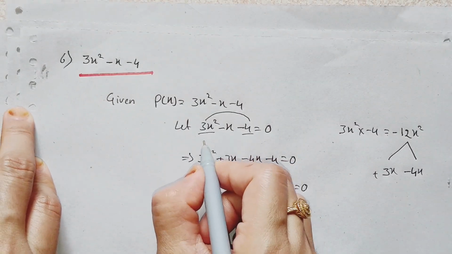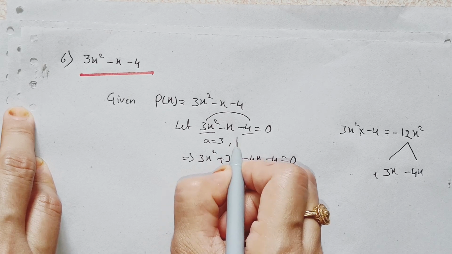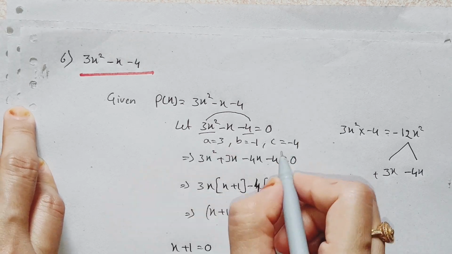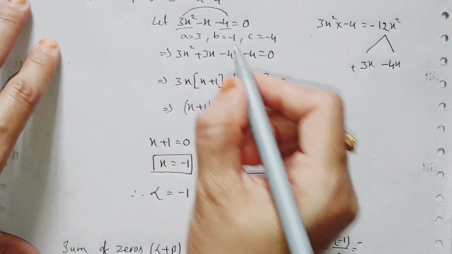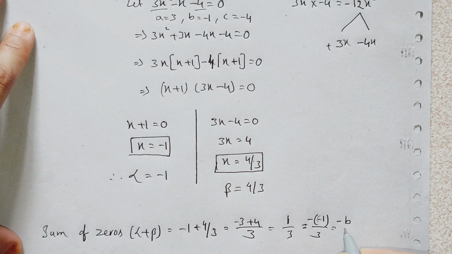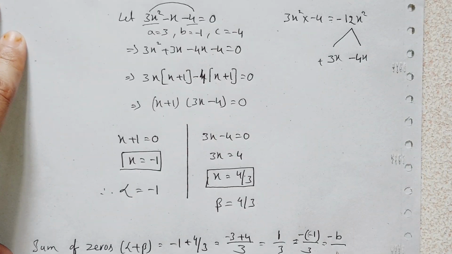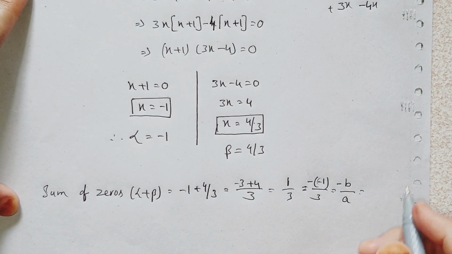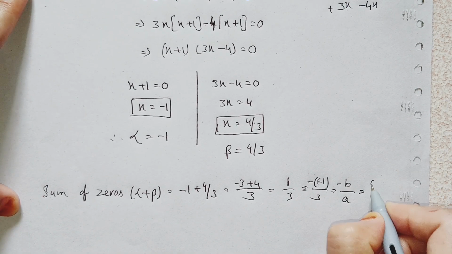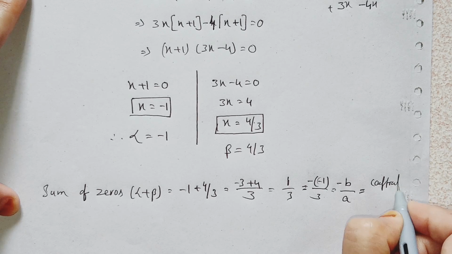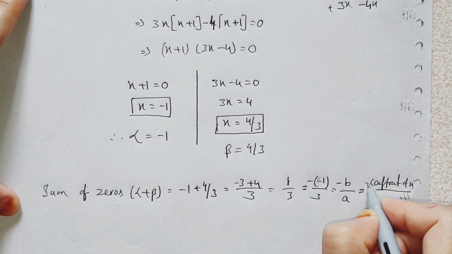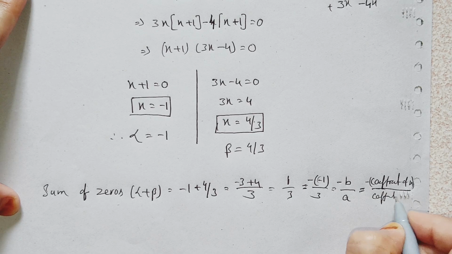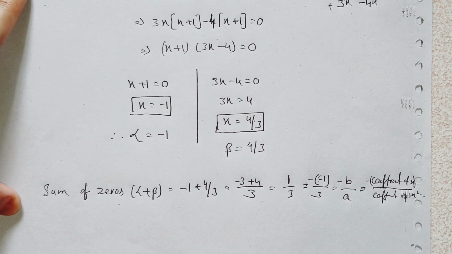See, a equal to 3, b equal to minus 1, c equal to minus 4. Minus 1 means b and 3 means a. So minus b by a. Therefore the sum of zeros is minus b by a, that equals minus coefficient of x divided by coefficient of x square.